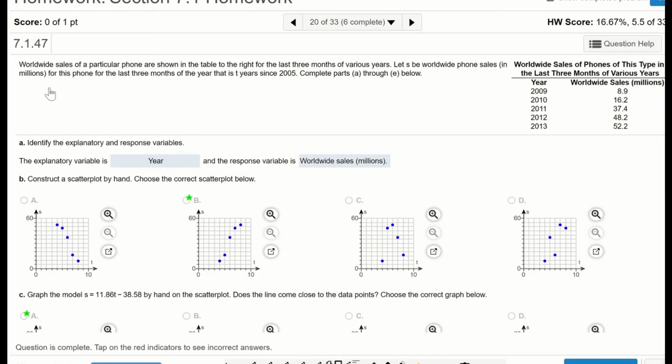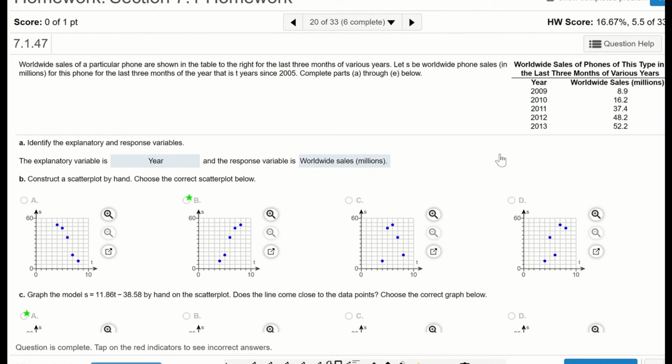Okay, let's look at one of these multi-part questions. Worldwide sales of a particular phone. One brand of phone is shown in this table for the last 3 months of various years. Let S be worldwide phone sales in millions for this phone for the last 3 months of the year, that is T years from 2005, and complete parts A through E.